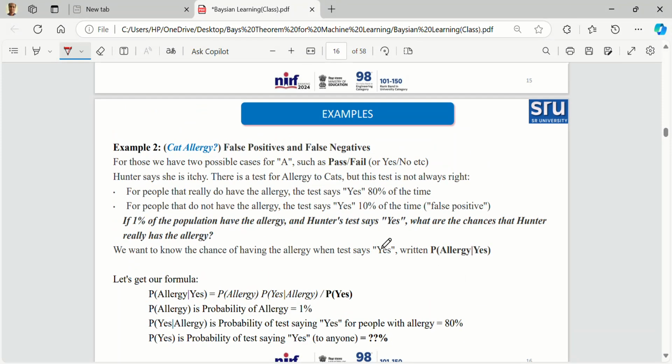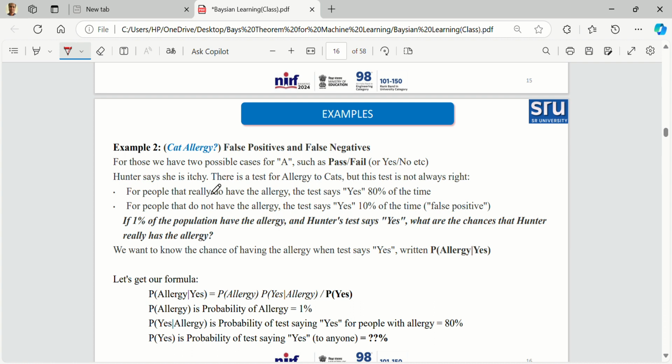Now consider one example. Cat allergy: it is an allergy to cats, with false positives and false negatives. Some persons are allergic, someone is not allergic. Now for those we have two possibilities for the test, so pass or fail, yes or no.